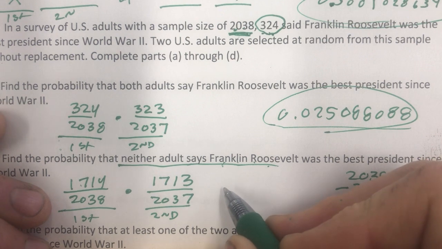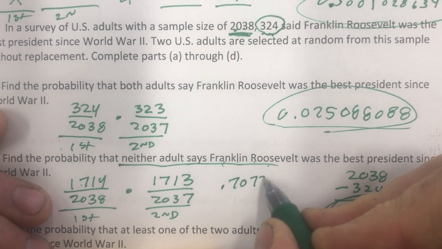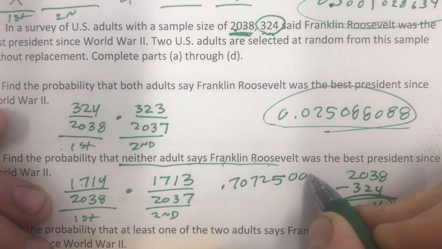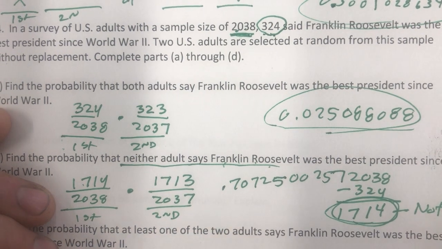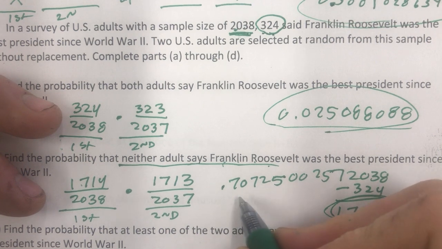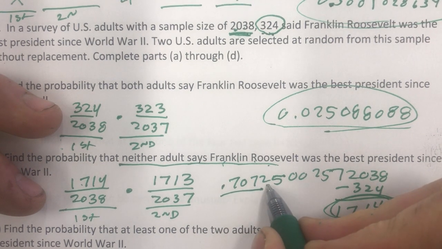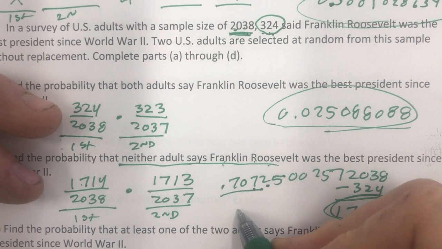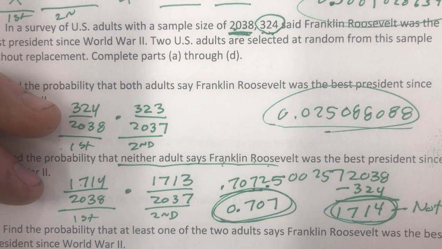All right, so 0.70725000257 is what this is. Now, for the sake of this next problem, I'm going to round this 3 places. Okay? Does this 2 make the 7 go up or stay? It stays. All right, so there's my probability right there, rounded 3 places.